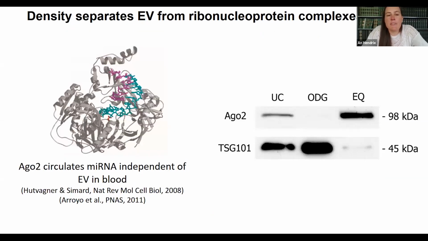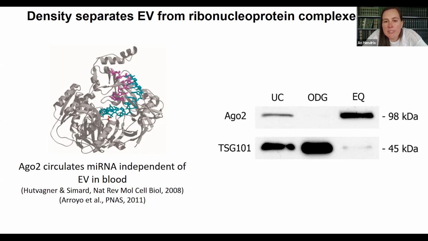What do we mean with different specificity? Not each method will only separate or enrich for extracellular vesicles, but can also co-separate or co-enrich other extracellular particles. For example, ribonucleoprotein complexes. These complexes are known to circulate microRNAs independently from extracellular vesicles in blood. One of the core proteins of ribonucleoprotein complexes is the Argonaute-2 protein.